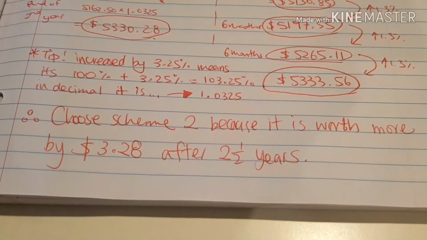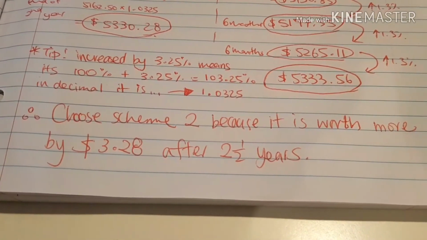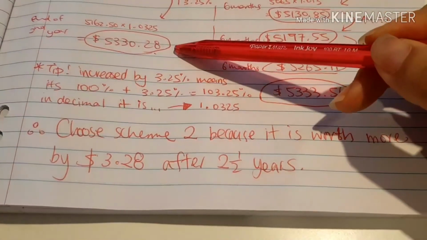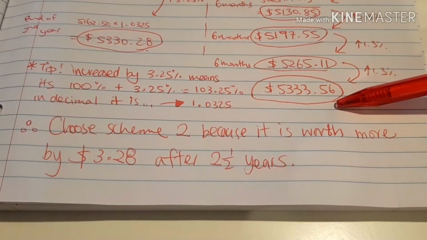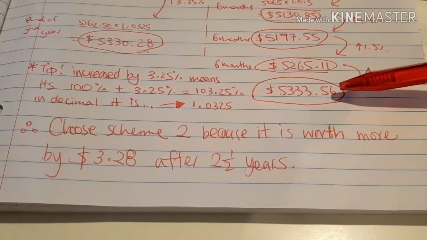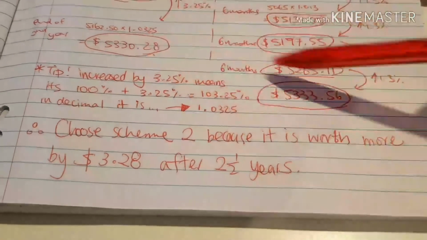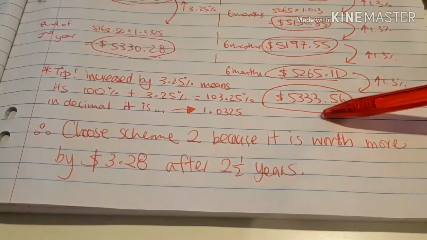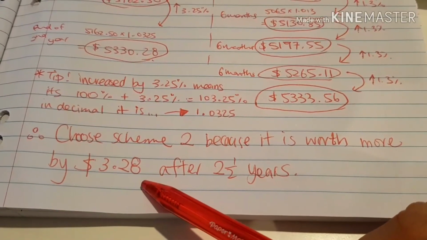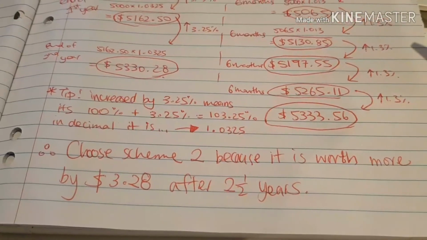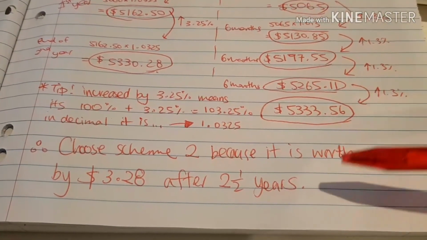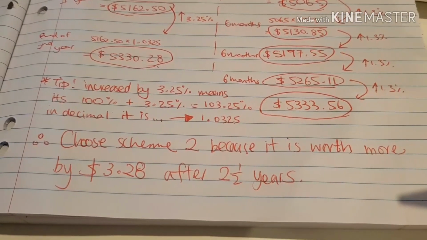So overall, which scheme is better? The first one was this one, the second one was this one. So obviously Jemima should choose scheme 2, because it's worth more by, what's the difference? $3.28, sorry, after 2.5 years. So that's how you should conclude your answer.